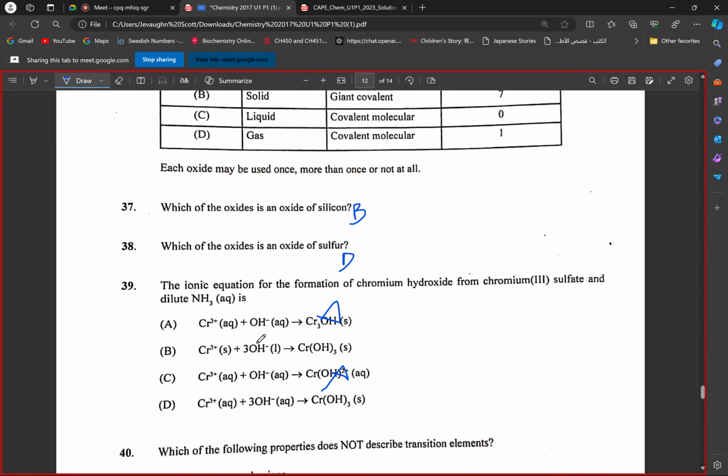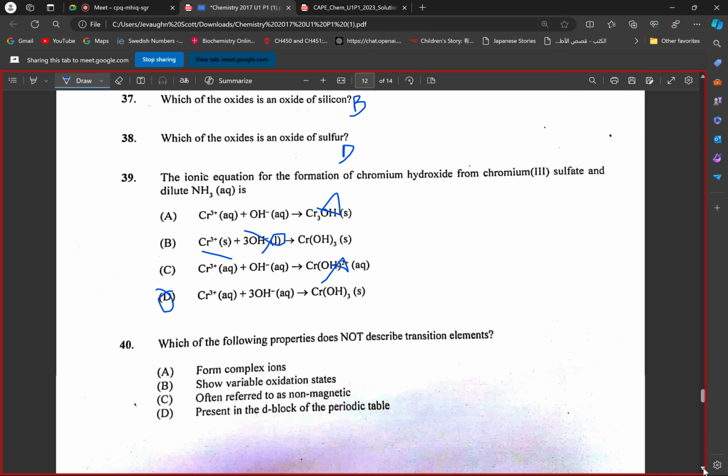And I've never seen liquid hydroxide before in my entire life. So it must be aqueous. Look at the things. This is a solid ion? No, no, no. What rubbish. Right? So we can look at that there.